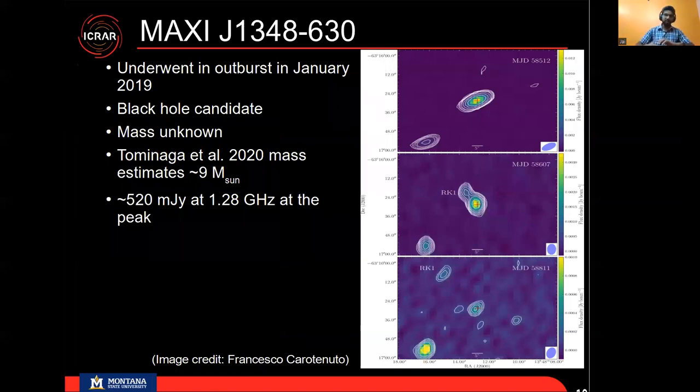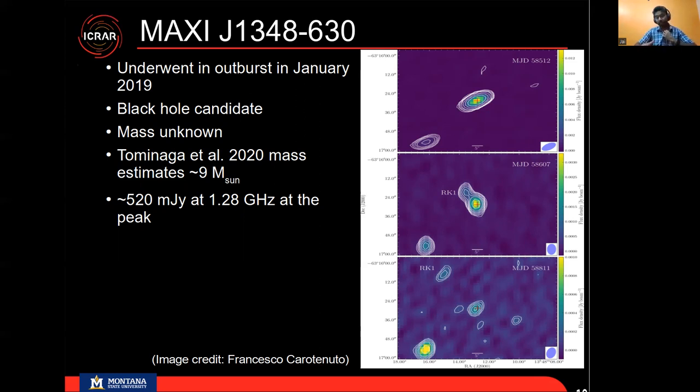Yeah, so this is a MeerKAT image for 1348. This source went into outburst in January 2019. This is again a black hole candidate, and its mass is estimated to be around 9 solar masses. So our observation further helped in constraining what could be the probable mass.